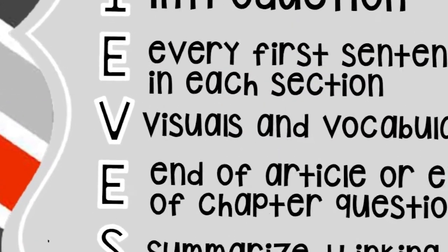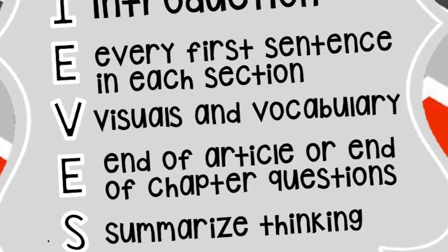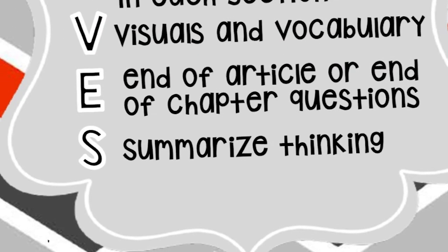What about V? V has two meanings, visuals and vocabulary. So visuals, we're thinking of any pictures, graphs, illustrations of any kind, whether it's a photo, a drawing, or some kind of data. Vocabulary, look in the reading for those bold lettered words. Maybe they have a little mark that shows you there's a footnote, but the bold lettered vocabulary words are going to be important. E is for end of the article or end of the chapter questions.